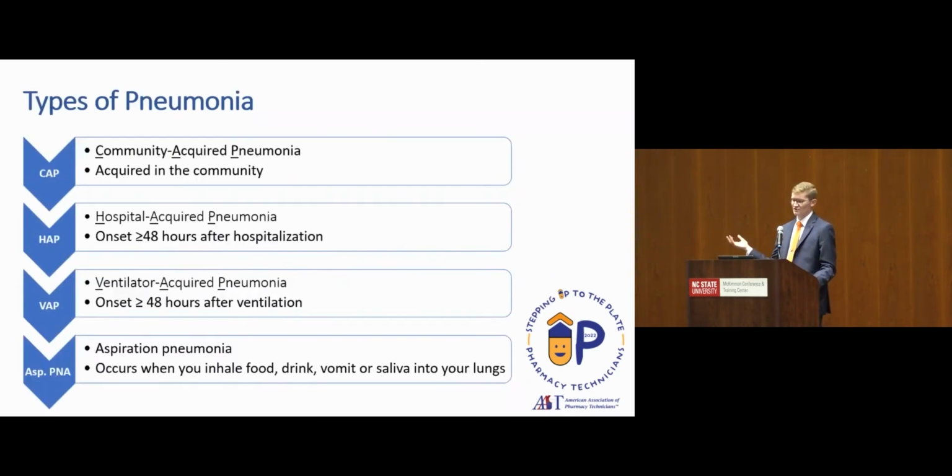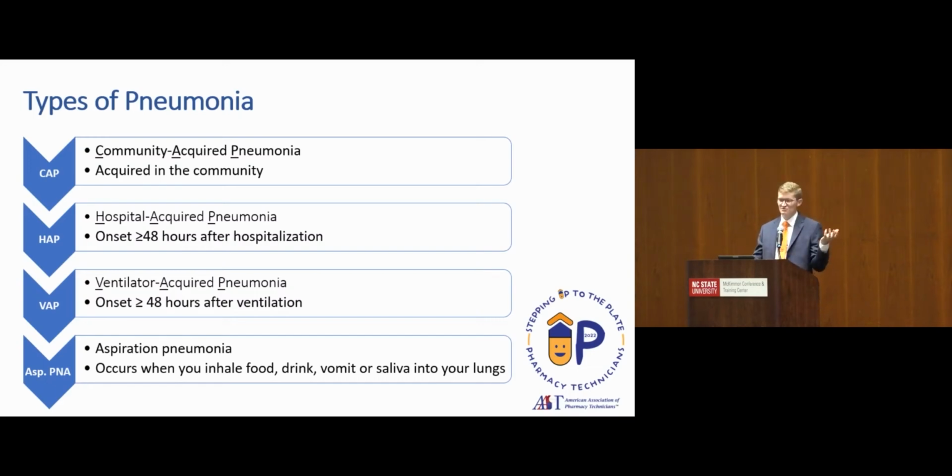So what are the types of pneumonia? We've got CAP, HAP, VAP, and aspiration pneumonia. Really, the last one rolls off the tongue. CAP is community-acquired pneumonia, and this is pneumonia that's acquired in the community. HAP, or hospital-acquired pneumonia, is a pneumonia that occurs 48 hours or later after hospitalization. So this is a pneumonia that is acquired when hospitalized. And then VAP is ventilator-acquired pneumonia, which occurs in a patient who has been on a ventilator or has been intubated on a ventilator respirator for more than 48 hours.